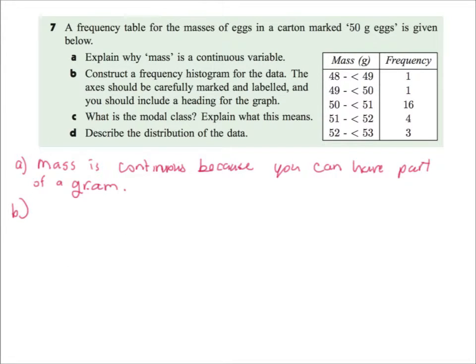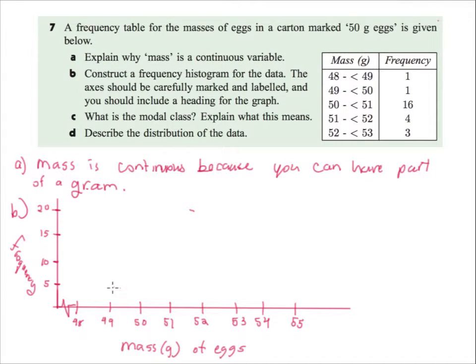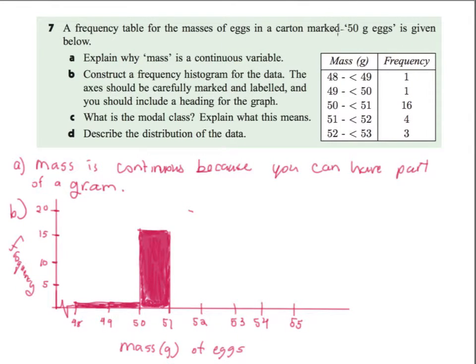Okay, let's construct a histogram of this data. So on our x-axis, we have our mass, and on our y-axis, we have frequency. And then we're going to make our bars to the height of each frequency. So the first 2 only have a height of 1. Second one is way up here at 16. Fourth bar is at 4, and the last bar is at a height of 3.